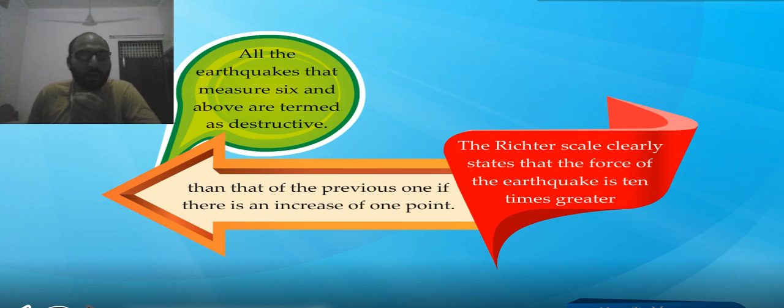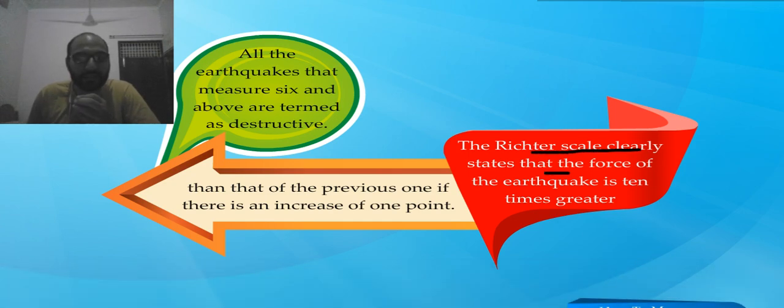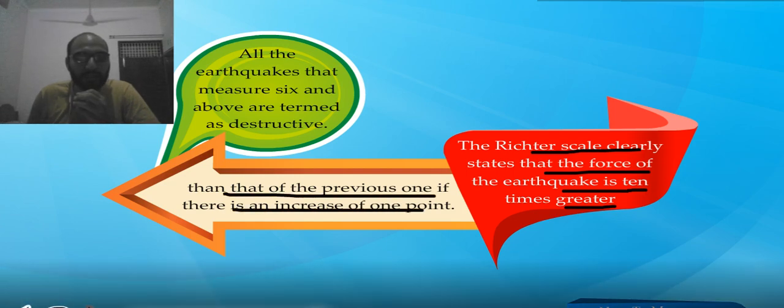Now, what does the Richter scale actually do? The Richter scale clearly states the force of the earthquake is 10 times greater than that of the previous one if there is an increase of 1 point. It means if there is an increase of 1 point, the earthquake is 10 times greater than the previous one. Okay, this is how the Richter scale actually works.